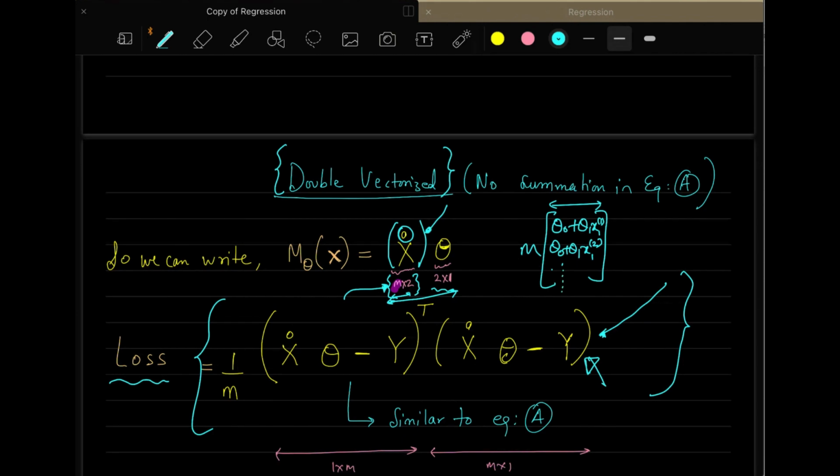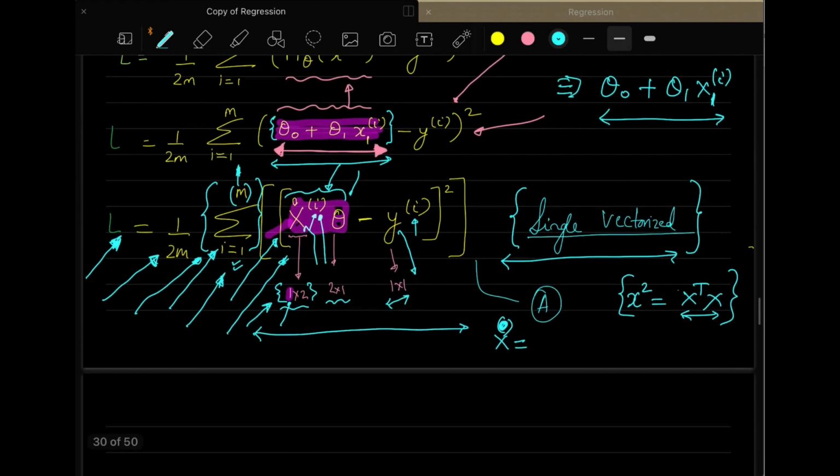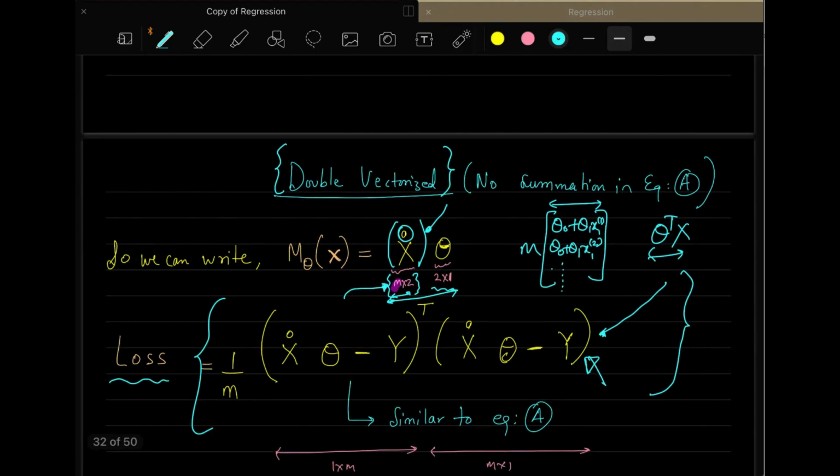You understand? One more thing, sir. In the same double vectorization, can we also do theta transpose and multiply all the x's, the x coefficient matrix? Theta transpose x, you are saying, right? Yes, we can do that depending upon the convention that you are using. There is no problem there also. But it depends upon how you are defining your matrices, whether your dimensions are correct or not. Based on this, you can adjust.